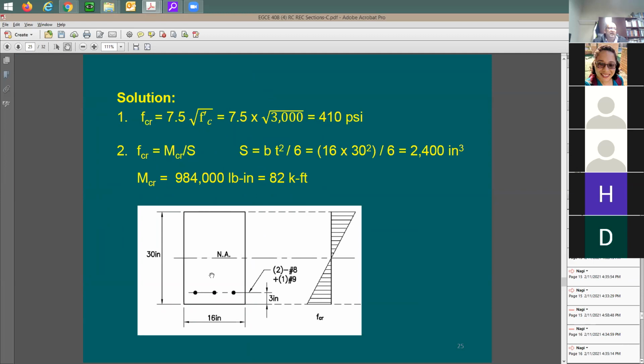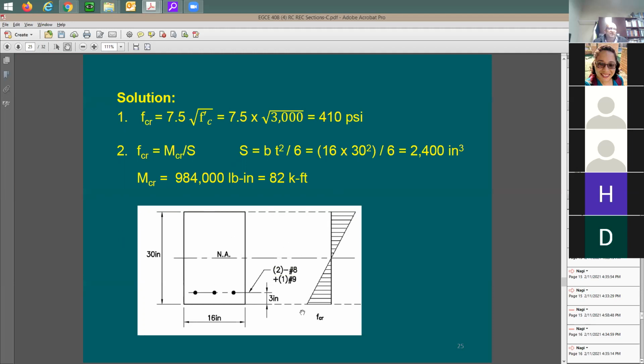Now, how do you find out the cracking moment? You say cracking moment is going to be equal to S multiplied by FCR. What is this S? Section modulus, right? Beta squared over 6, which means the moment of inertia divided by 1/2 of the depth. Well, this rebar, should I consider them if I'm doing the cracking moment? I say no. They have no effect on the cracking moment.